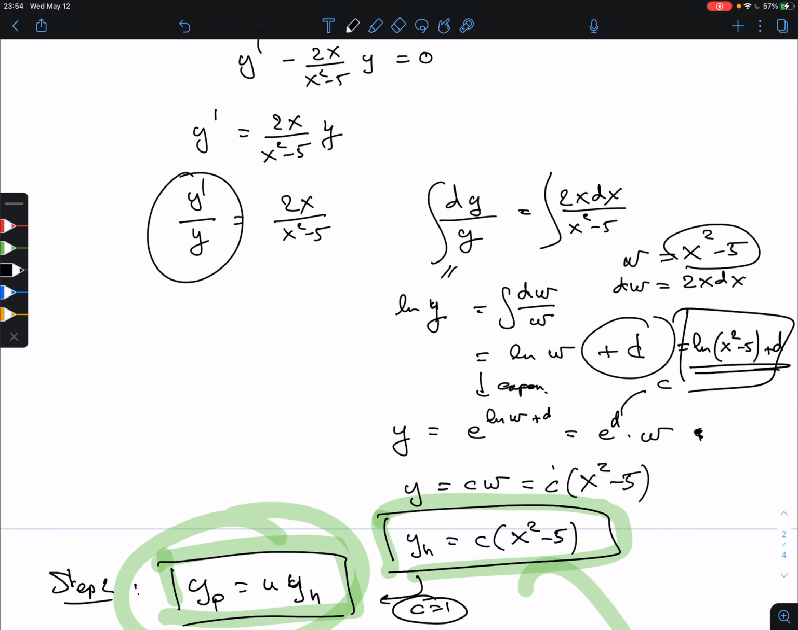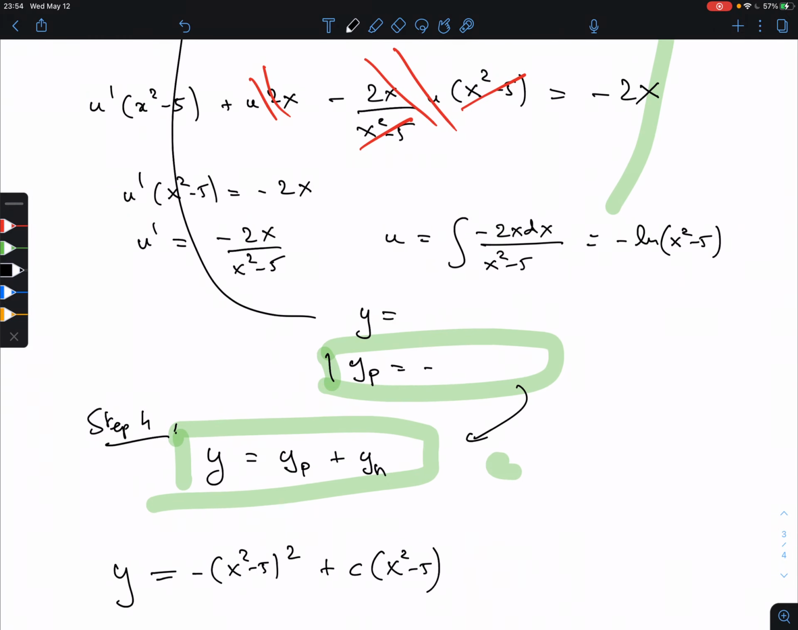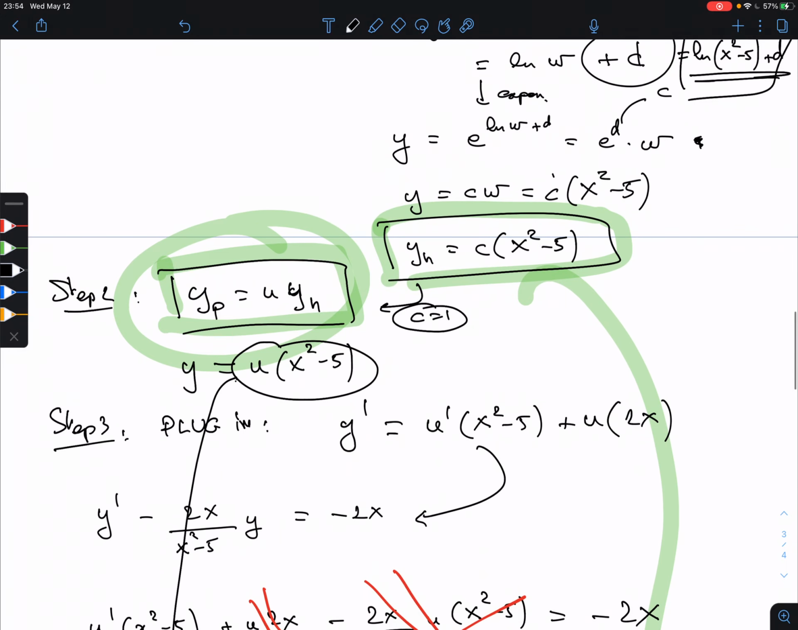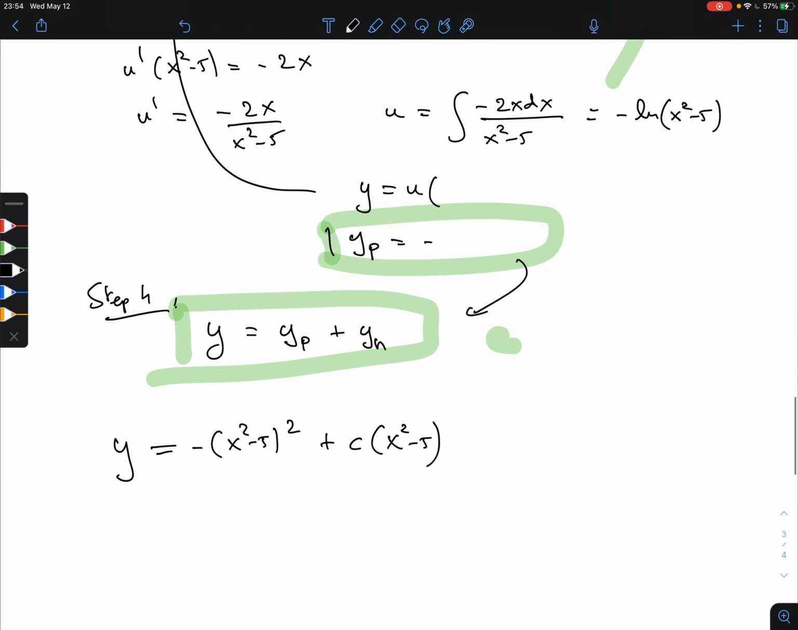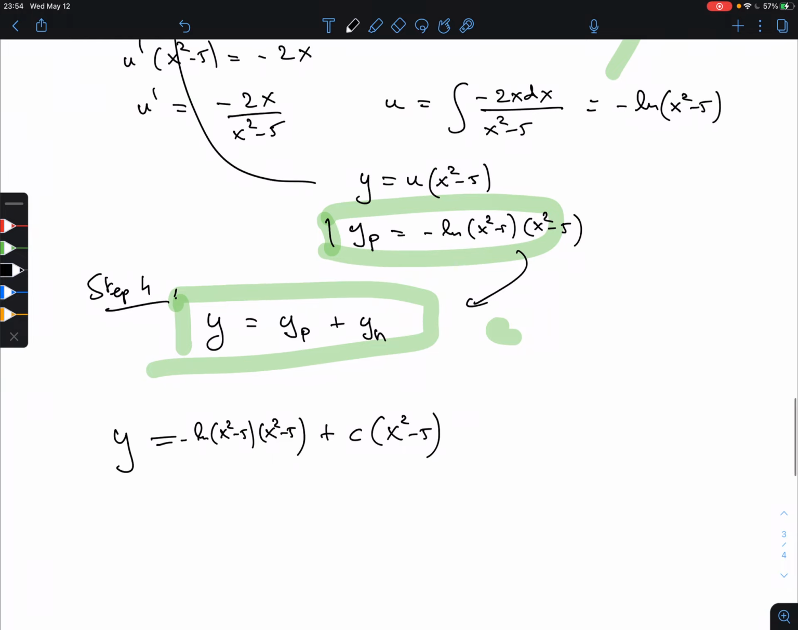Okay, so remember this was the calculation here. Now the u becomes u times x squared minus 5. I erased a little bit too much here. So this becomes minus ln of x squared minus 5 times x squared minus 5. That's the particular solution, and so this part is wrong here. So this is minus ln of x squared minus 5 times x squared minus 5, plus c times x squared minus 5. Now, there is an initial condition.